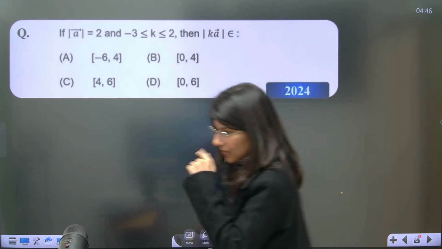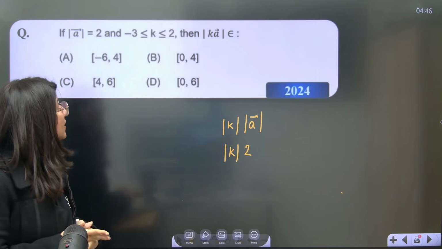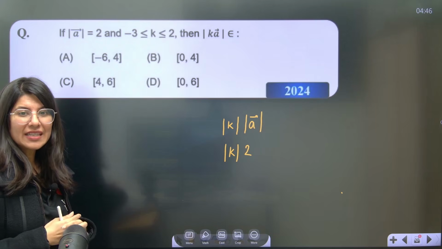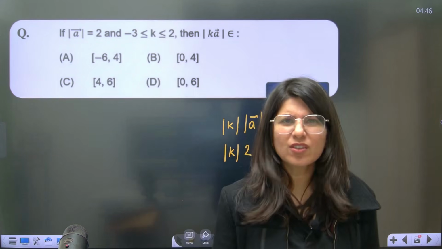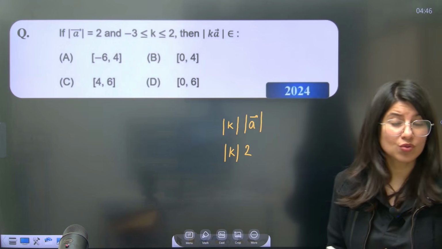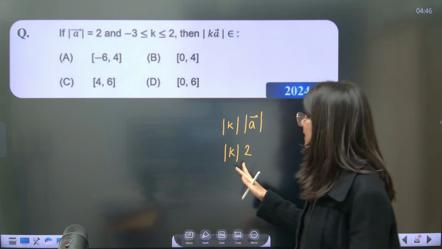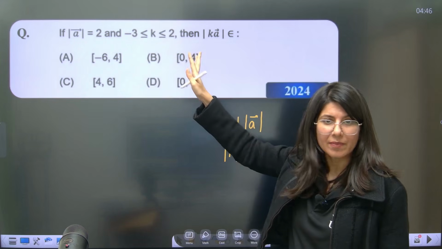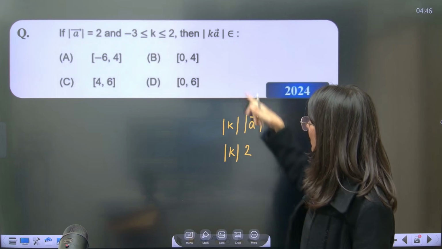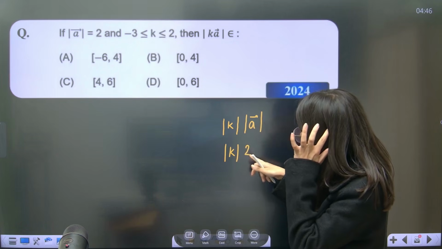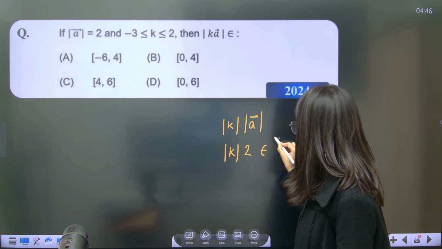Magnitude of K, now understand, mod K. So minimum value of this mod K can be what? Can anybody tell me? Minimum value of mod K. Now modulus is there, so we cannot go towards the negative values. Minimum value can be 0. So if K is 0, can K be 0? Yes, ma'am. So if K is 0, then magnitude of KA will be mod K into magnitude of A, mod K into 2. So if you put K equals 0, this is going to give you minimum value 0.